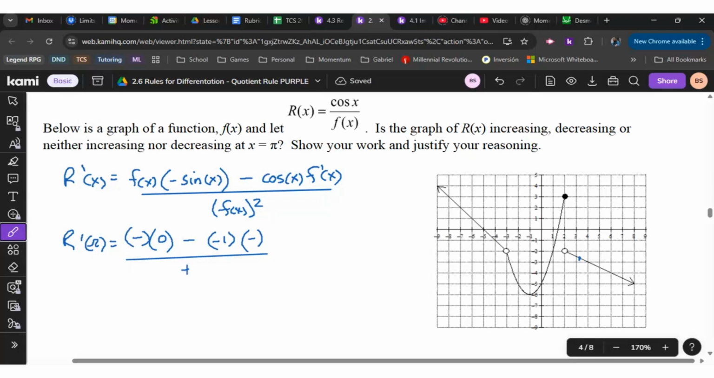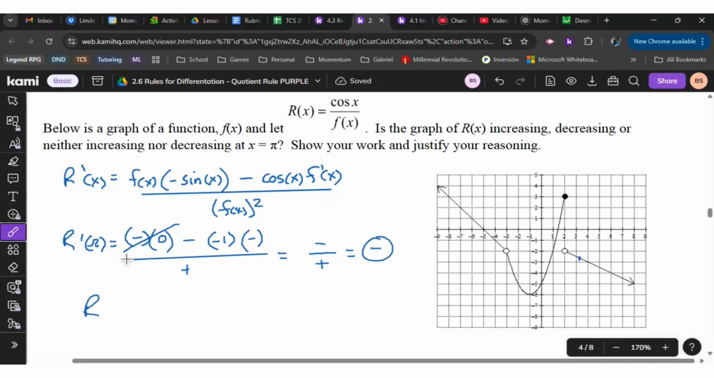Positive. It has to be positive. So now what I have is something times 0, that goes away. Minus negative times negative, which is ultimately what? Well, two of them is positive, but then if there's a third one, it's negative, and it's over a positive. So ultimately, what is this derivative? What sign? It is negative.